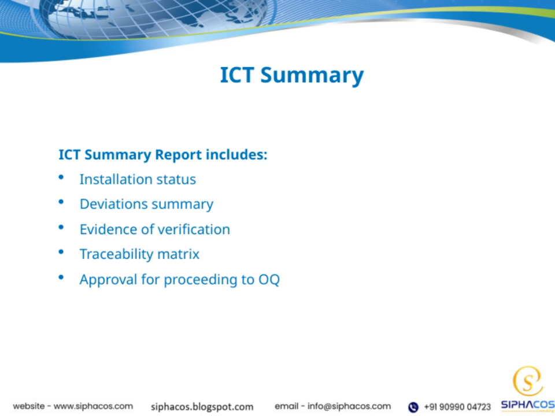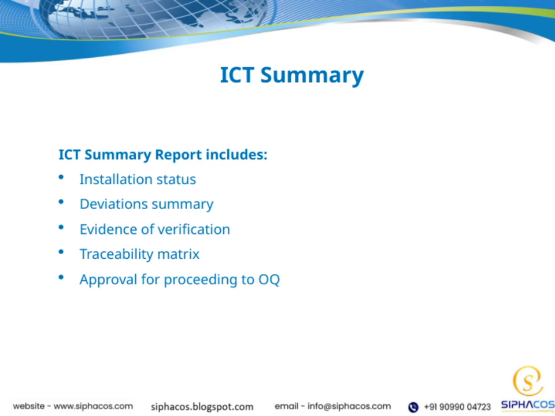Now, let's take a moment to review the key elements included in the ICT summary report. First, we have the installation status, which provides an overview of where we stand with the setup process. It's crucial because it helps us identify any areas that may need attention before moving forward. Next is the deviation summary, where we document any discrepancies or issues encountered during installation, ensuring we keep track of potential risks or deviations from the plan.